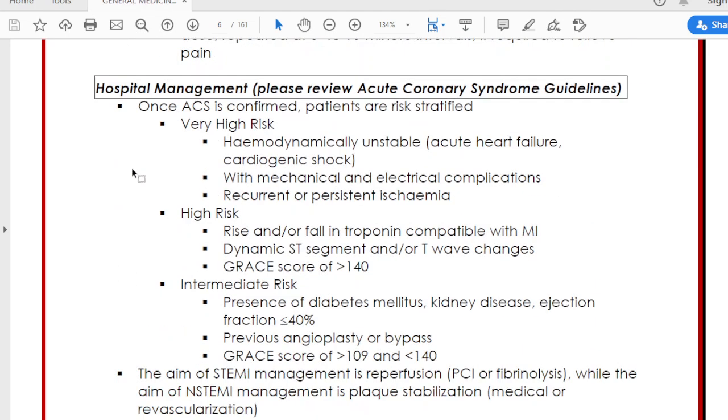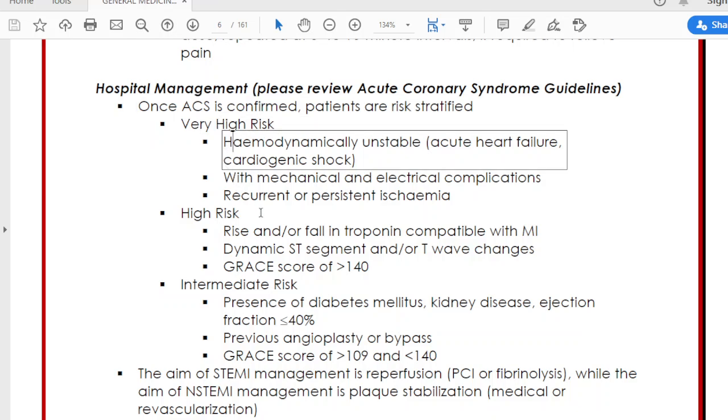Hospital management. Please review acute coronary syndrome guidelines. Once ACS is confirmed, patients are risk stratified. Very high risk: hemodynamically unstable, acute heart failure, cardiogenic shock with mechanical and electrical complications. High risk: recurrent or persistent ischemia. High risk: rise and/or fall in troponin compatible with MI.